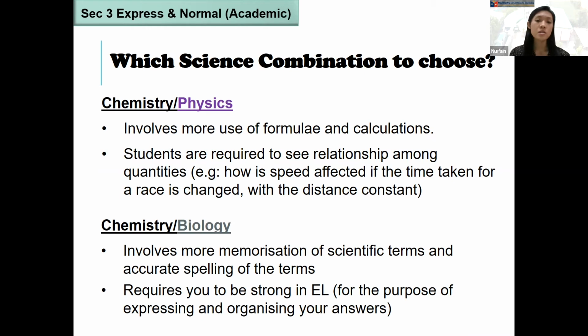So it requires students to be rather strong in English language for the purpose of expressing and organizing answers. So for students who are generally weaker in language, we would strongly advise these students to choose chemistry, physics instead, as the students would be able to cope better with the demand of the subject.